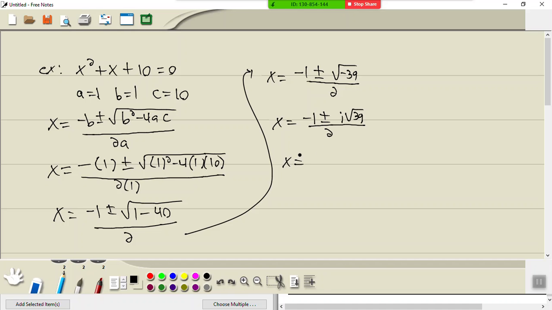And since we have an i, we want to split the real part separate from the imaginary part. So I'll put negative 1 over 2 plus or minus the square root of 39 over 2 with an i to the side. And that would be our answer. So this is one case where you see it in algebra, where you end up with a negative inside of your square root.